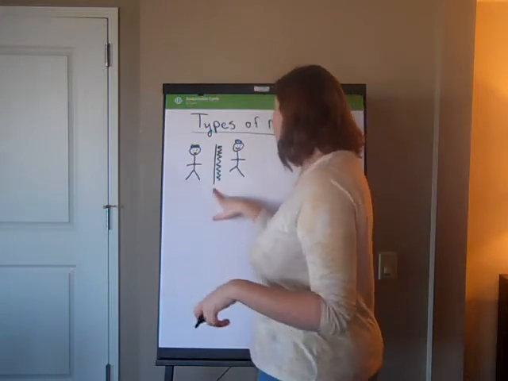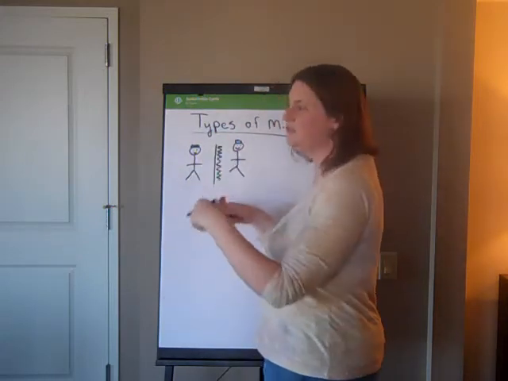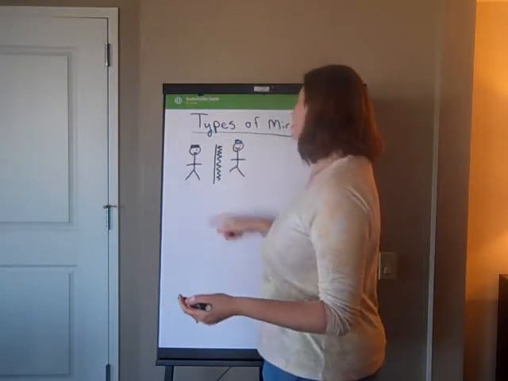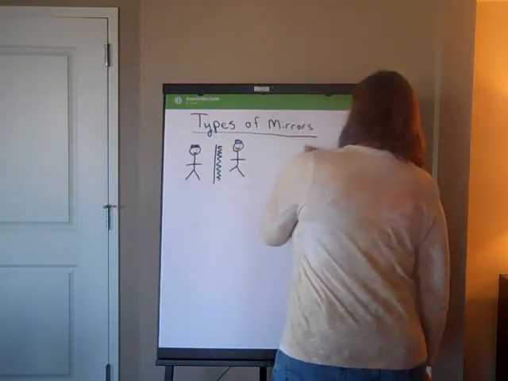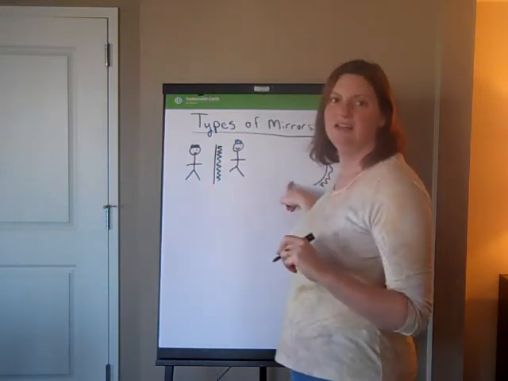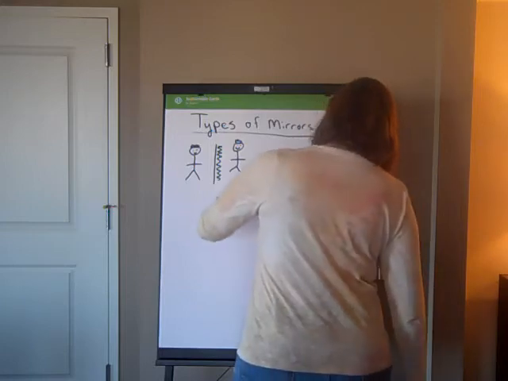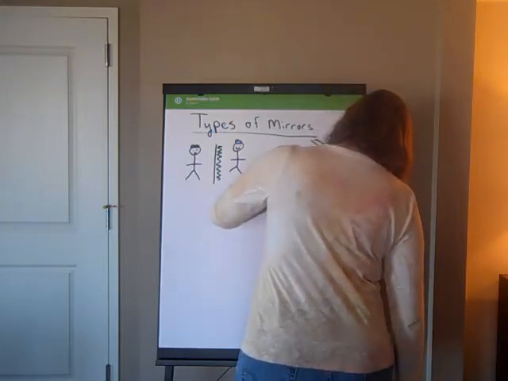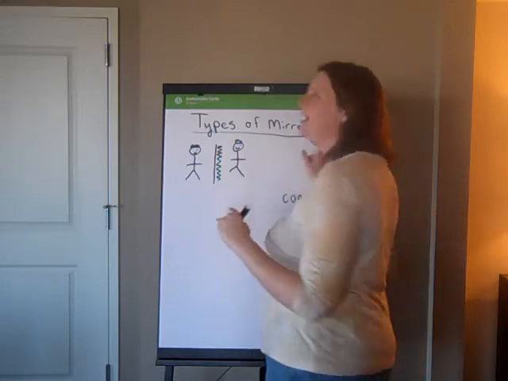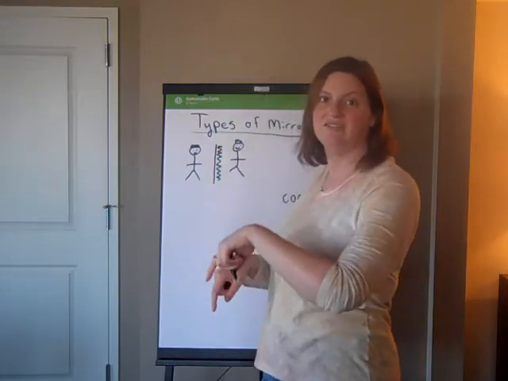But if you go to a crazy fun house, or if you just look in the side view of a car, you can have curved mirrors. And if it's curved this way, it's like it's caved in. And this is called a concave mirror. Just like the lenses that are caved in are called concave lenses.